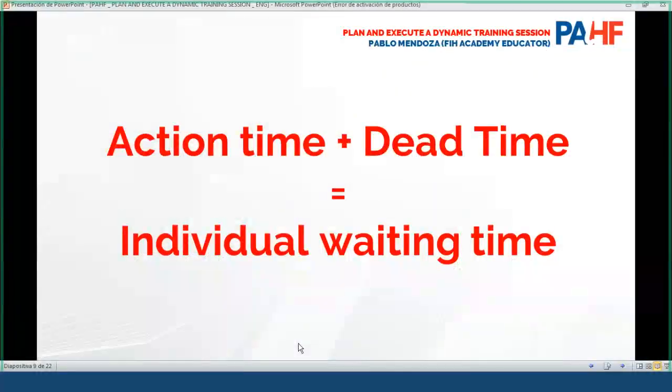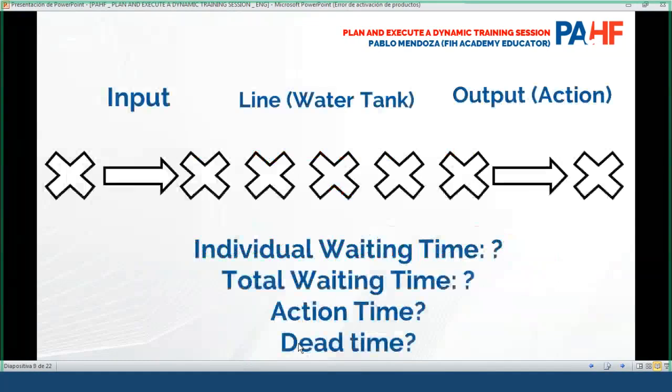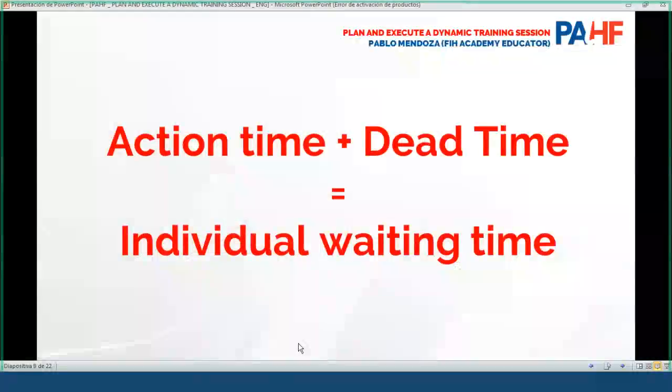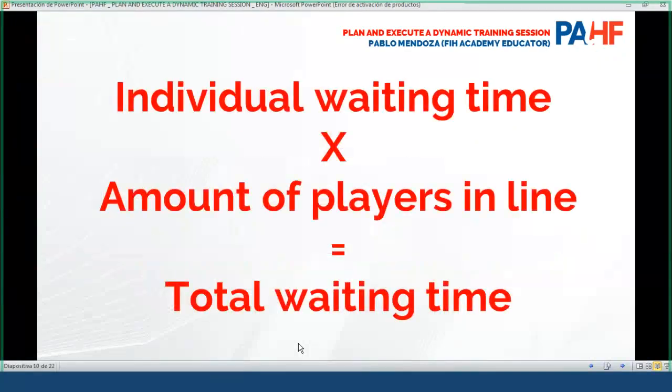So if we add the action time that the exercise lasts, meaning from the moment the player collects the ball and takes the shot, plus the dead time, which again could be the external variables, we get the individual waiting time, how long each individual will wait in each position. If additionally we multiply the individual waiting time by the number of players in line or in the exercise, we will have the total waiting time.